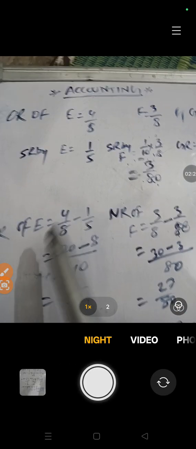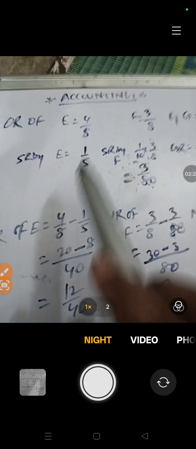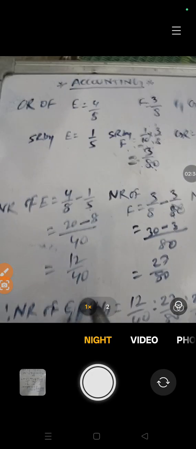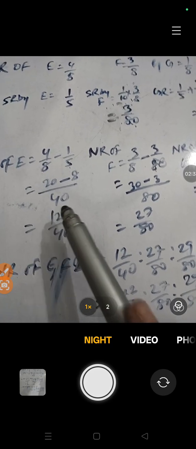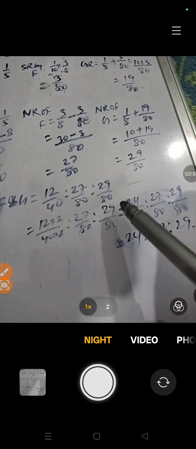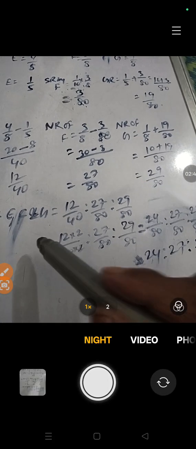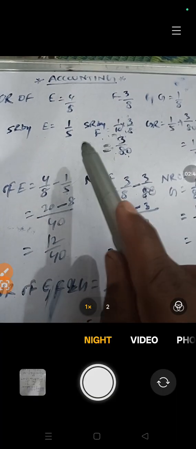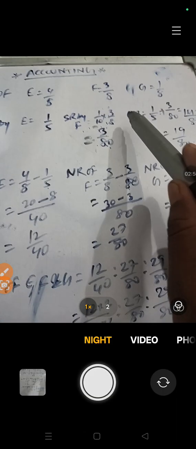So how will we find it? This is the sacrifice of E. So 4/8, that is the old ratio, and the sacrifice is 1/5. I have calculated the new ratio as 12/40, and in proportion it is 24/80. Okay, so the new ratio of E is 24/80.